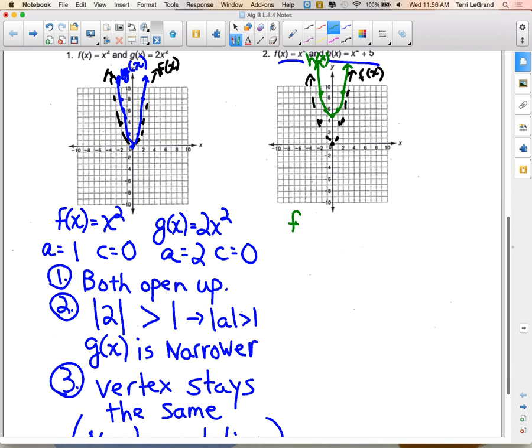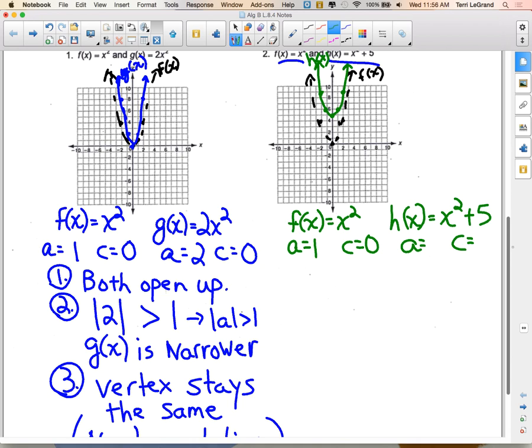Okay, so let's go describe these. We have our f of x equals x squared. We have our h of x equals x squared plus 5. A equals, c equals. So for f of x, a equals 1, c equals 0. It's our parent function, right? How about h of x? A equals 1, c equals 5. Okay, our first comparison is going to be with their a's, the direction. What are we going to say? Both open up.